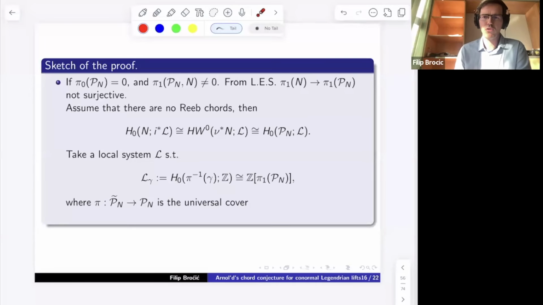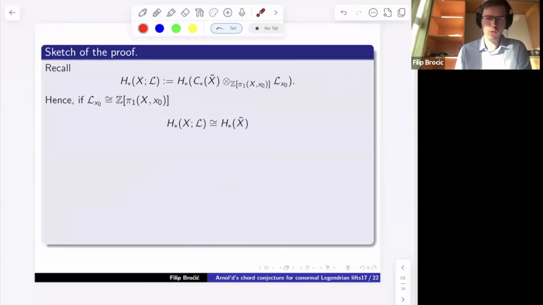So over each point gamma in the space of paths, we take the fiber to be the homology of the fiber of the universal cover. So let's take the universal cover of the space of paths, and let L_gamma be the zeroth homology of the fiber of the universal cover. So this is isomorphic to the group ring over the fundamental group of the space of paths. And since the space of paths is connected, this was our assumption, then the universal cover will be connected as well.